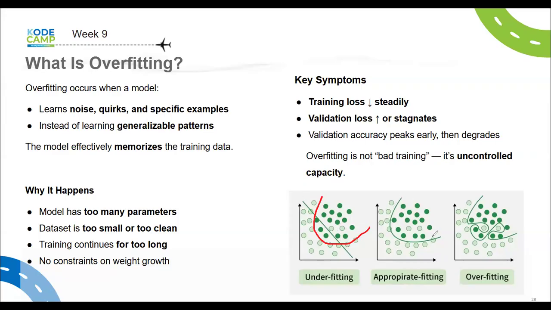Here, this is appropriate fitting. So this is exactly doing what it should do. It's cleanly separating these two, even though we have two data points here that should be on this other side, but they are noisy.